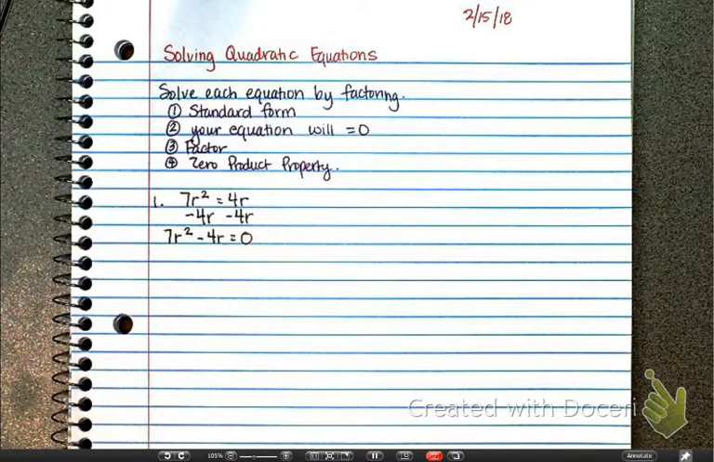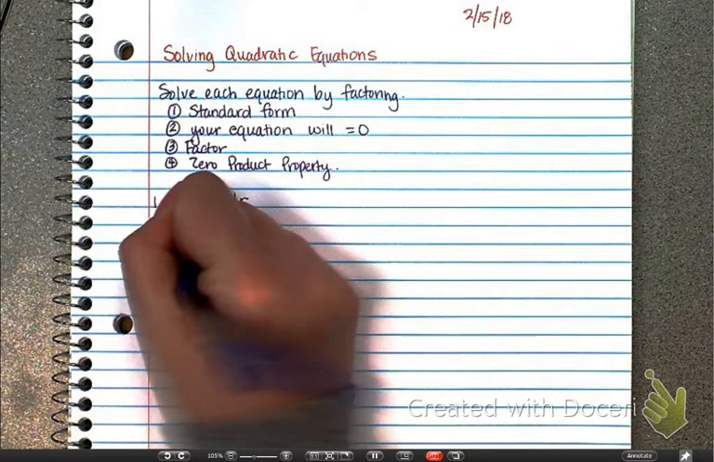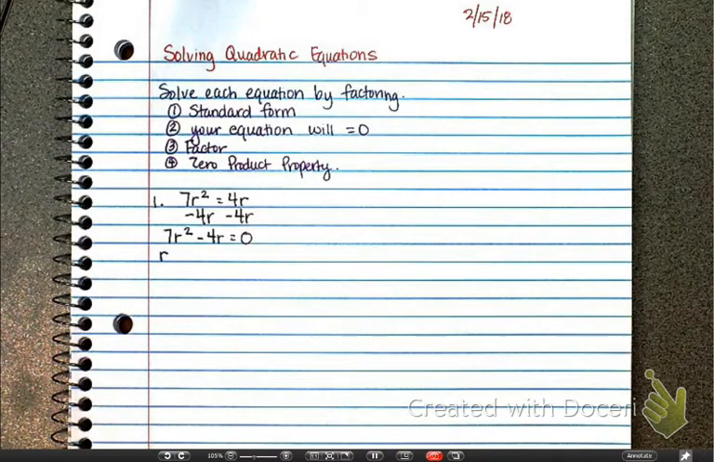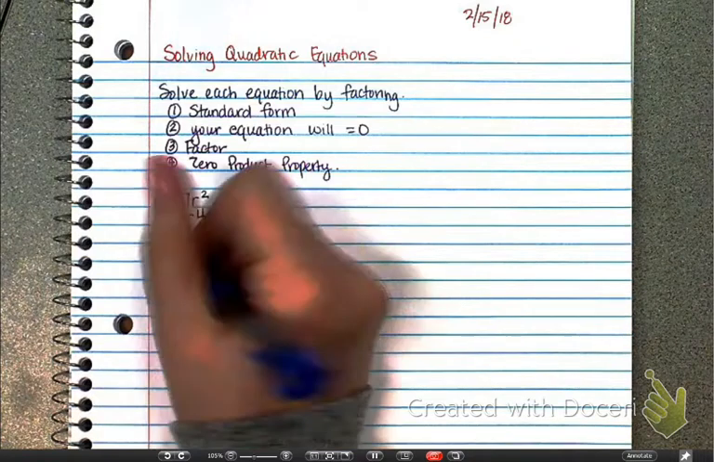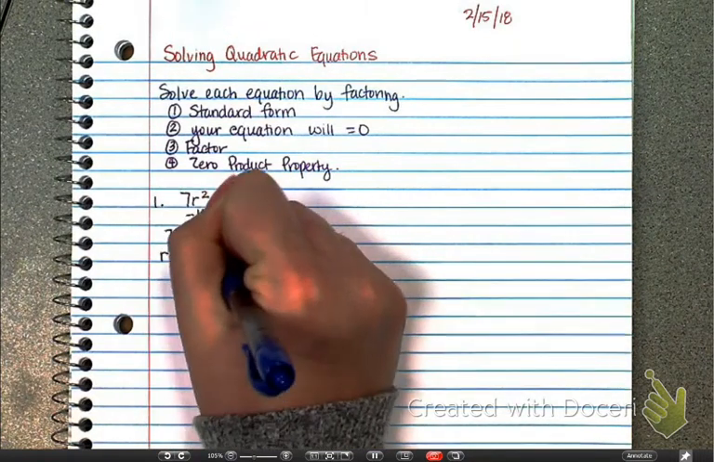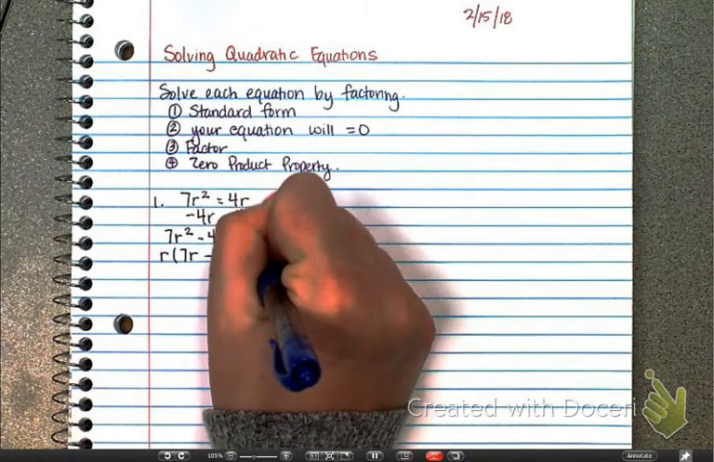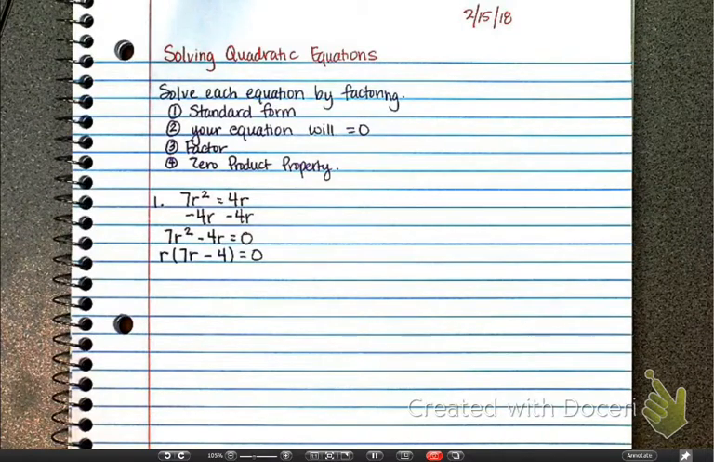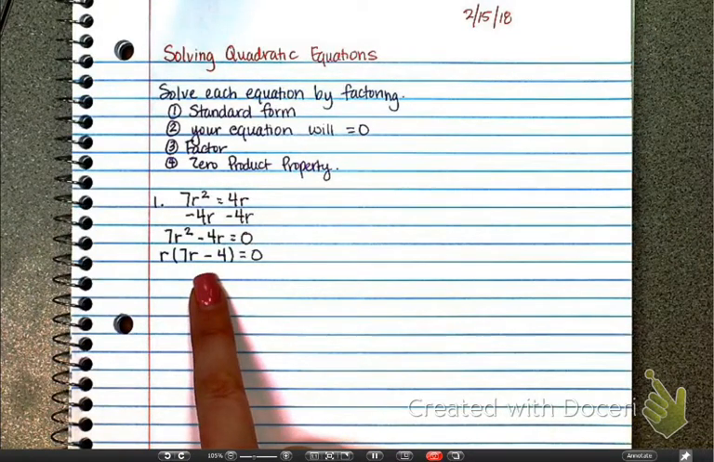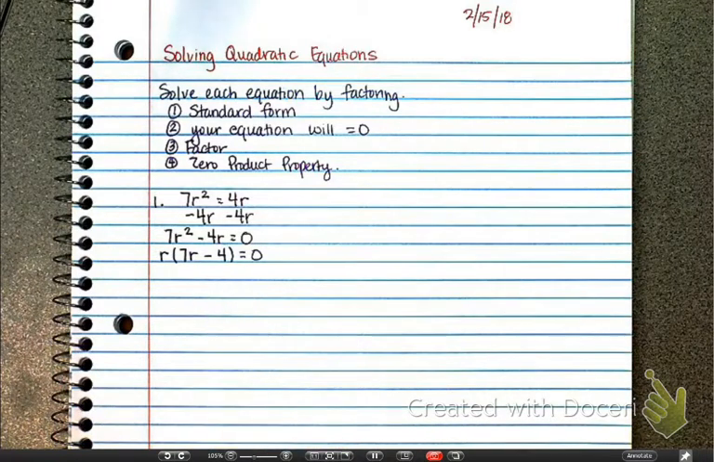What's step 2? Factor. Okay, so let's factor this. How would I factor it? So GCF, I can pull out an r, right? I'm left with r times 7r minus 4 equals 0. Now you should look at what's inside the parentheses. Is there anything else I can do to 7r minus 4? No. Okay, so that step is done. We factored. The next step is to take each of those factors and set them equal to 0.